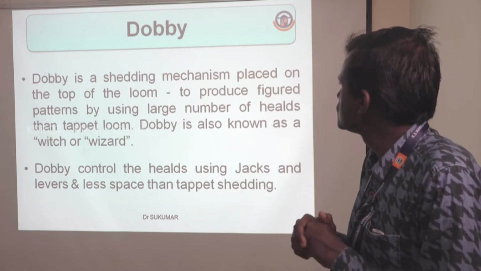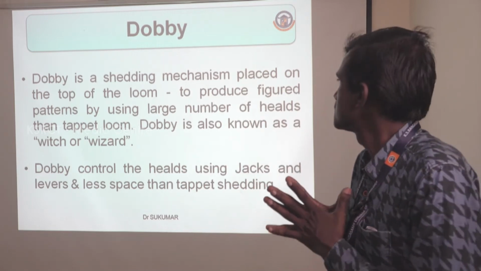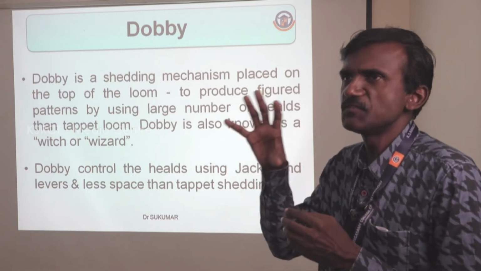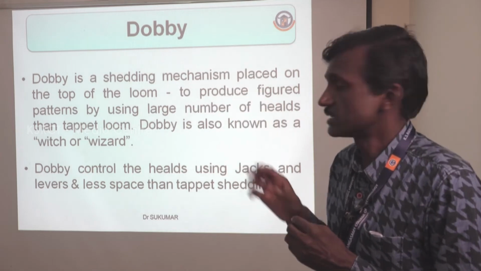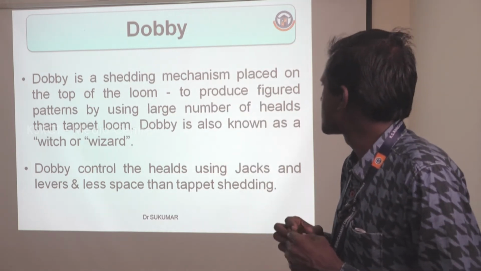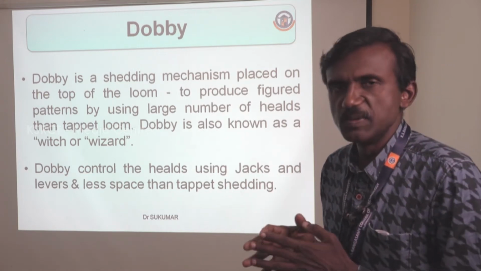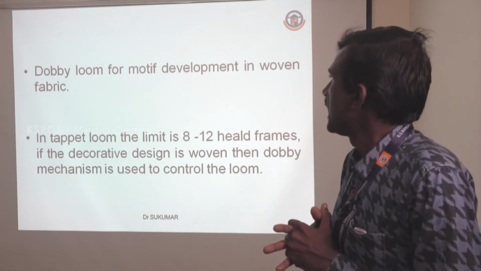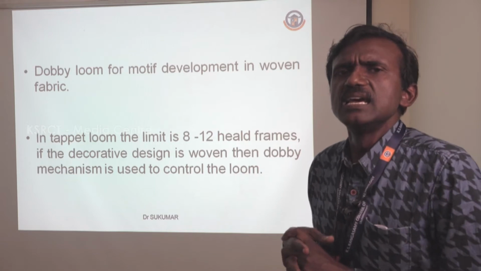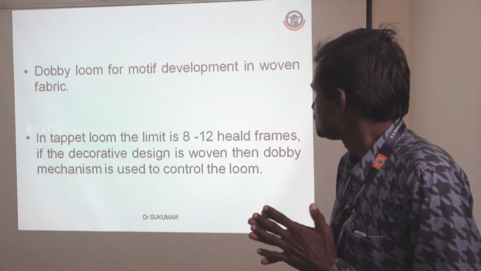If you use a larger number of heald shafts, the tappet loom has limitations. The Dobby is also known as a witch or wizard, because it is fixed on the top like that. The Dobby controls the healds using jacks and levers, and needs less space than the tappet shedding mechanism because of the lever arrangements. Dobby looms are used for motif development. In textiles, a motif means a small figured effect design.